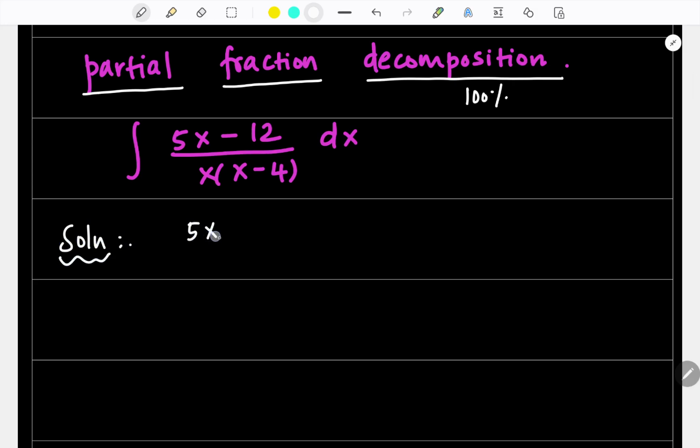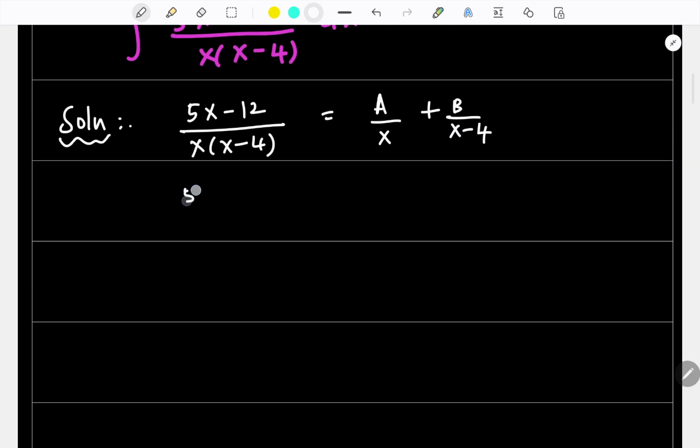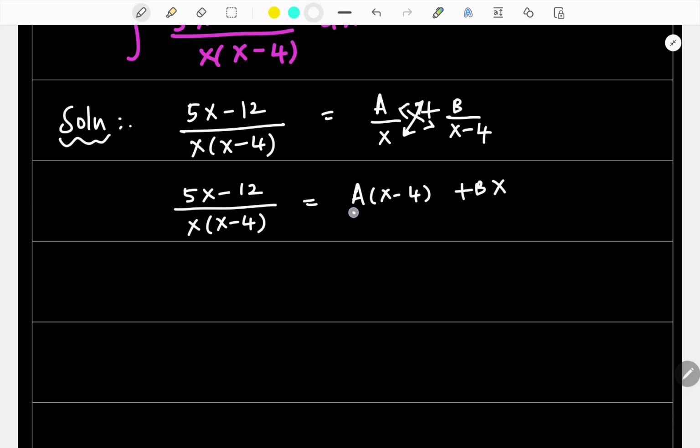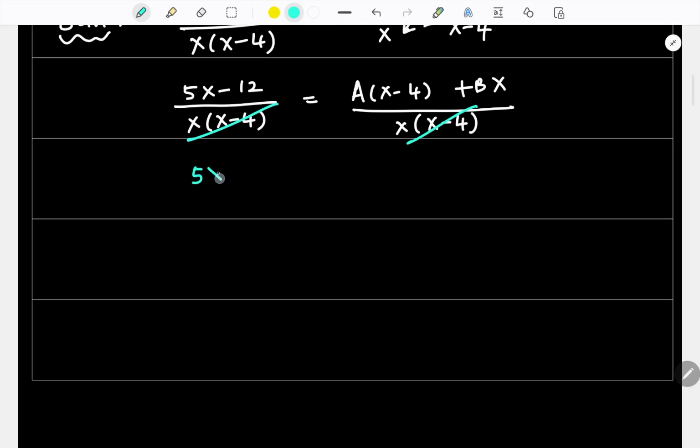Before starting the integral, take this fraction: 5x minus 12 divided by x times x minus 4. This is equal to a divided by x plus b divided by x minus 4. So 5x minus 12 divided by x times x minus 4 equals, you just cross multiply: a times x minus 4 plus b times x divided by x times x minus 4. Right. This gets cancelled. This gets cancelled. So you will get 5x minus 12 equals a times x minus 4 plus b times x.